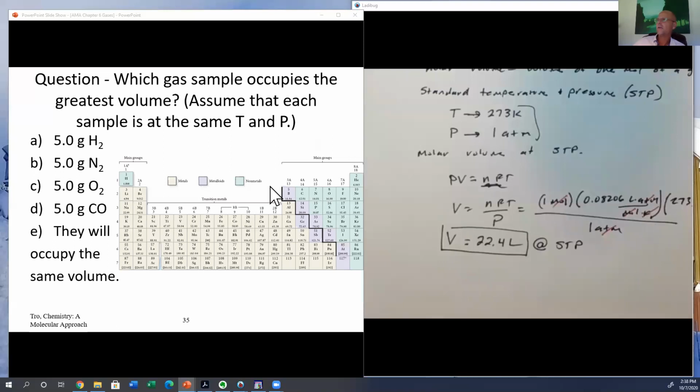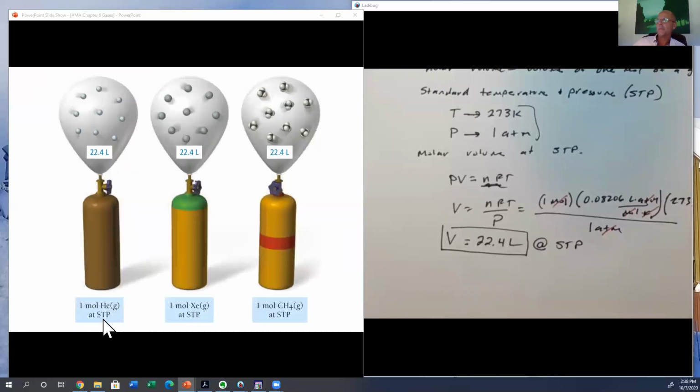Let me give you another hint. Let's go back to these for a minute. These all occupy the same volume. Do they all have the same mass? In other words, does 1 mole of helium weigh the same as 1 mole of xenon, which weighs the same as 1 mole of methane? No, these have different masses. It takes different masses to get a mole of particles, because they each have a different molar mass.